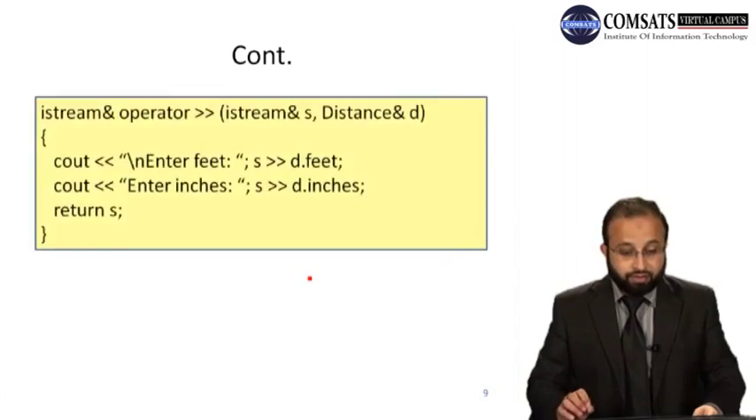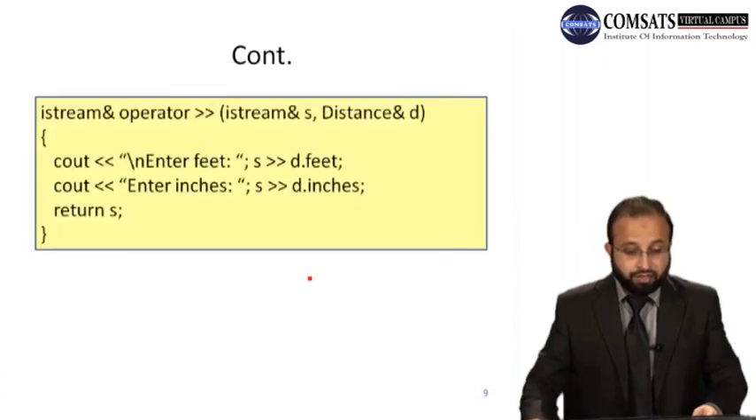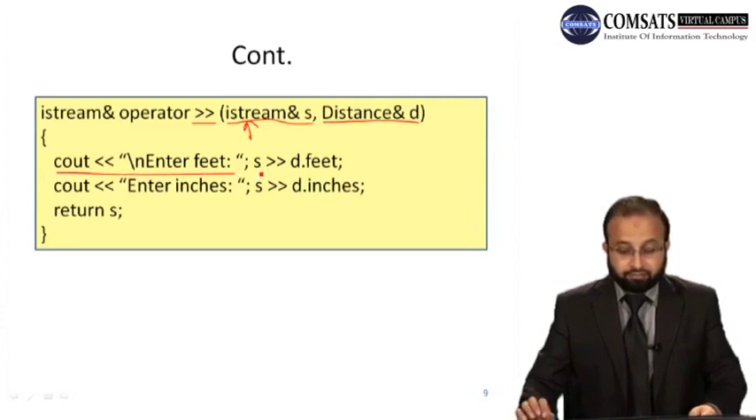So this is the overloaded operator function. इसमें हमने जो greater than sign है उसको overload किया है and we are passing the reference of the cin object, that is an object of istream class. उस reference का नाम हमने रखा है S, and we are also passing the reference of a distance class, right? So what it will do, it will display the message enter feet, and then what it will do, it will extract from S to D dot feet.